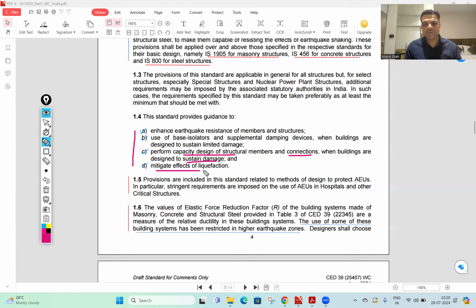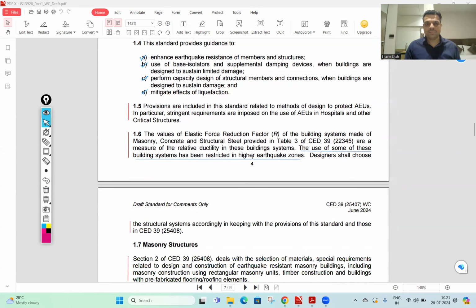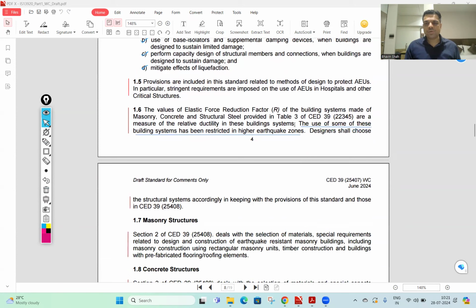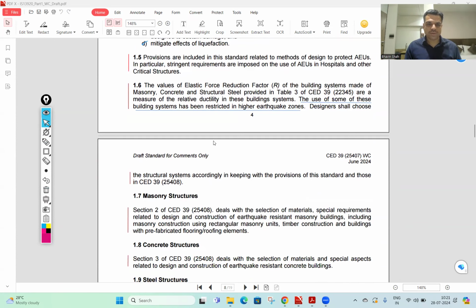And in this part 1, the reference is given everywhere to the IS 1893 draft code, which was CED 39-22345. It has not yet become public as a published standard. So the reference is given in this entire document to the draft code of IS 1893 part 1, which was released a few months ago. As it is said, the use of some of these building systems has been restricted in the higher earthquake zone. Those are described in this standard.